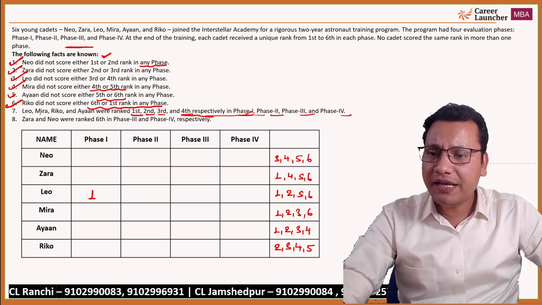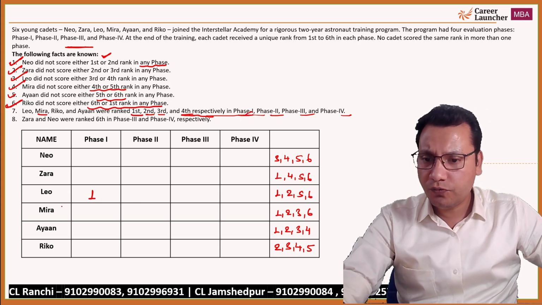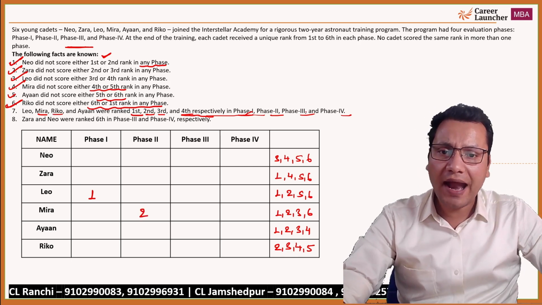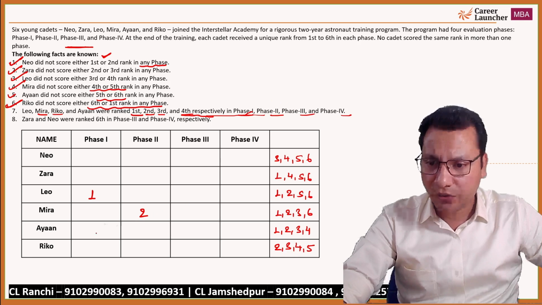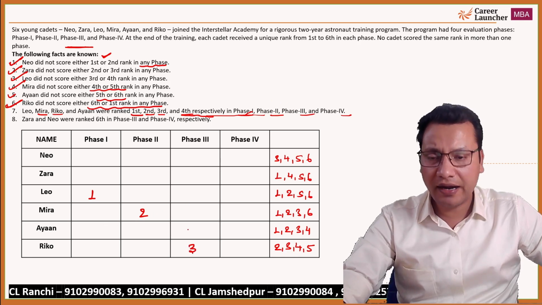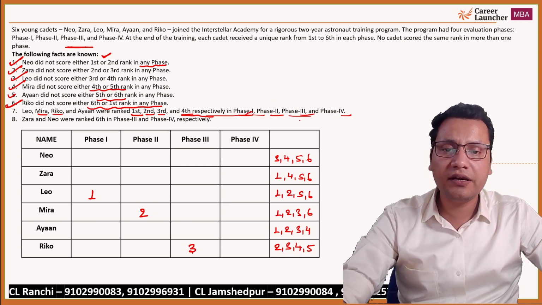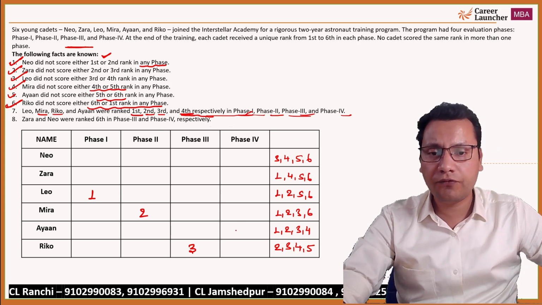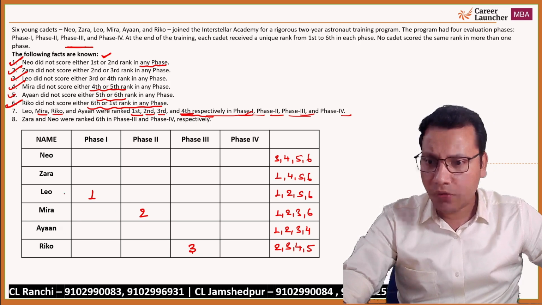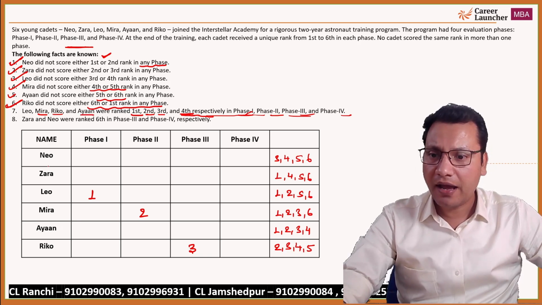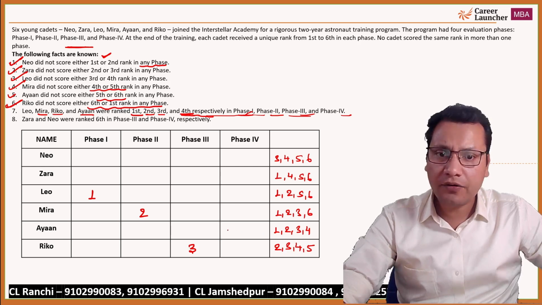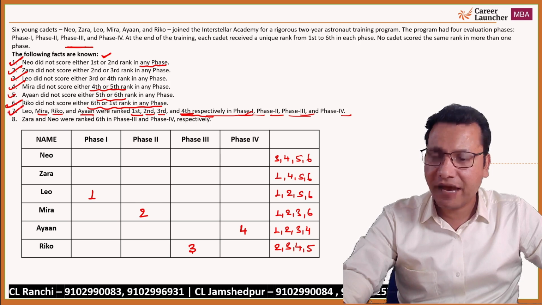Done. Mira rank 2 in phase 2. Right, Rico rank 3 in phase 3. Rico is rank 3, I'll write 3 here. And rank 4 in phase 4, who is that? That is Ayan. So this has to be rank 4, so this will be 4. Statement number 7 is done.